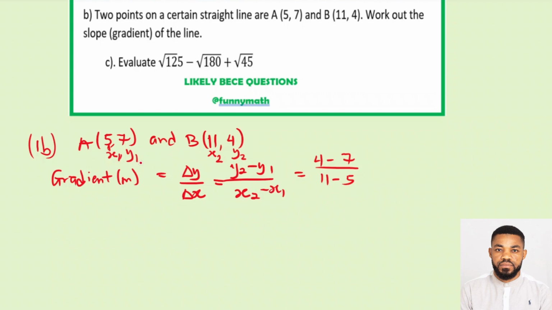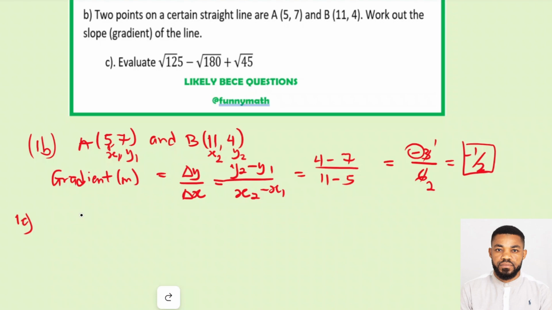That is X1 here. Now let's do the subtraction. 4 minus 7, that's going to be negative 3 over 6. 11 minus 5 is 6. We are not done. We can simplify. 3 here 1, 3 here 2. So that's going to be negative 1 over 2 because of this negative sign. So that's the final answer. So that's a negative gradient. It's normal to get a negative gradient. So we are done with this one.